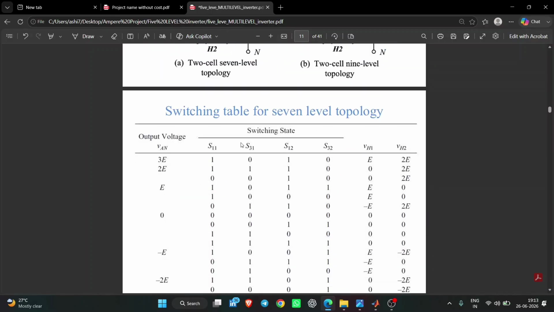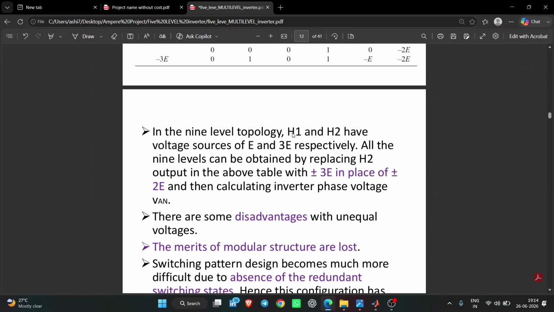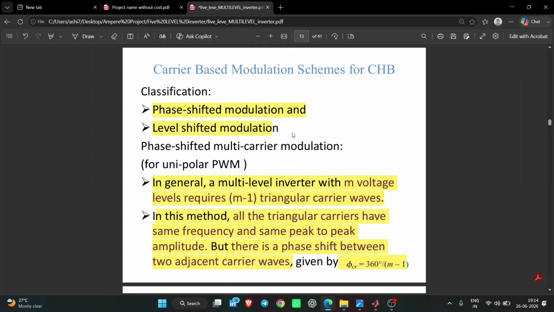Again, this switching toggle you have to understand from the image side by side. You will understand easily. Okay, so I'll explain phase shift and level shift modulation. This is basically a PWM technique.